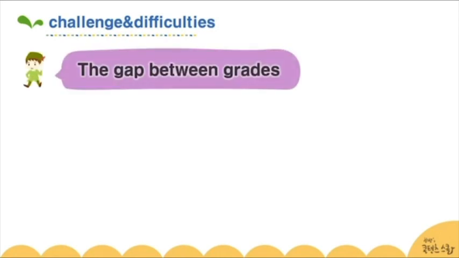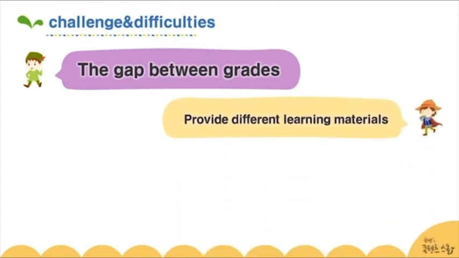First, the gap between grades. In the case of Sanyang Elementary School, there are concerns about the academic performance declining of the fifth grade, because the contents of the fourth and fifth grades are the same due to integration of fourth and fifth grades. We can solve these problems by providing different learning materials.